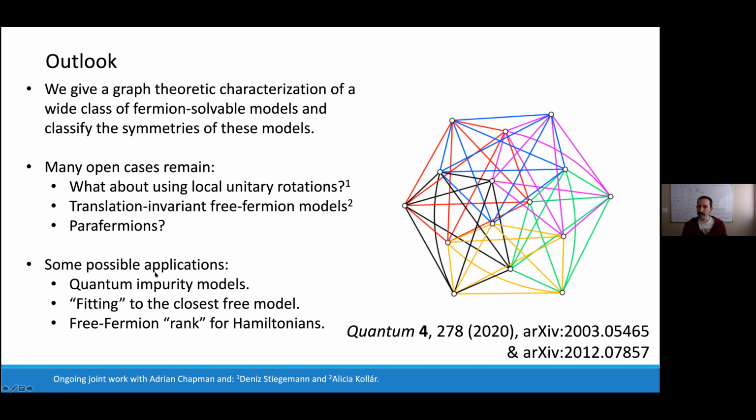I think that there are applications of these results, for example, to quantum impurity models, where you might be able to do something like fitting to the closest free model. And you might be able to find the free fermion rank for Hamiltonians, decomposing a Hamiltonian into a small number of free Hamiltonians and trying to use this for things like variational quantum algorithms. I think there is a lot of scope for thinking creatively about the fact that there are lots of different ways to break up a Hamiltonian into a sum of disconnected free models, and then we can really test that efficiently.